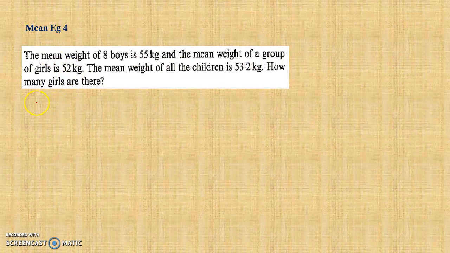Okay, another example. The mean weight of 8 boys is 55 kg and the mean weight of a group of girls is 52 kg. The mean weight of all the children is 53.2 kg. How many girls are there in the group?